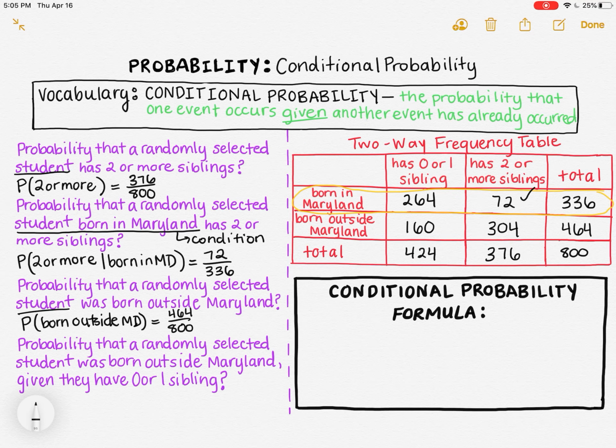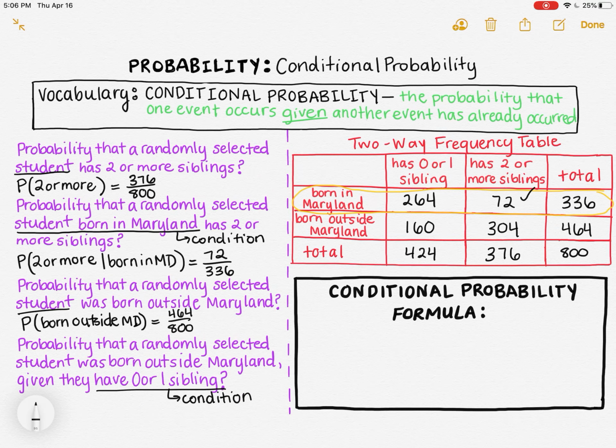For the last question, I'm being asked the probability that a randomly selected student was born outside Maryland given they have 0 or 1 sibling. This question is giving us a condition again, and I especially know that I have a condition because of that word given. So my condition is that we're only looking at students that have 0 or 1 sibling.